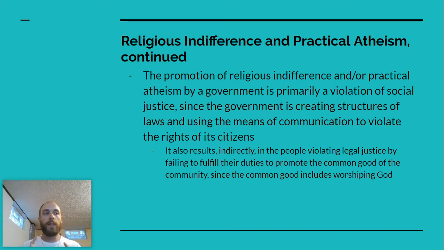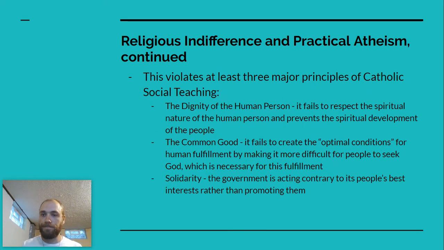So without that orientation towards God, the optimal social conditions that the common good is talking about don't exist. So two types of justice there, social and legal, both being violated by this. What principles of Catholic social teaching does it violate? At least three of them. Dignity of the human person. Why? Because it fails to respect the spiritual nature of the human person and that transcendent destiny that we have. And it prevents the spiritual development of the people.